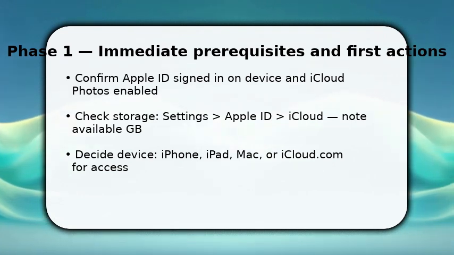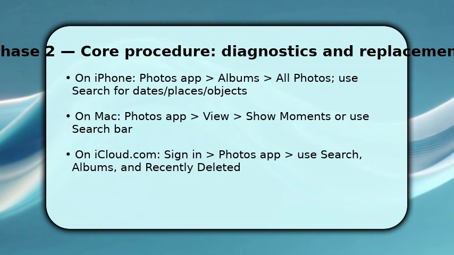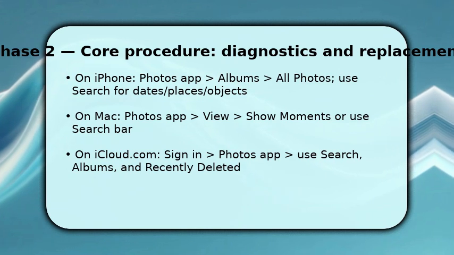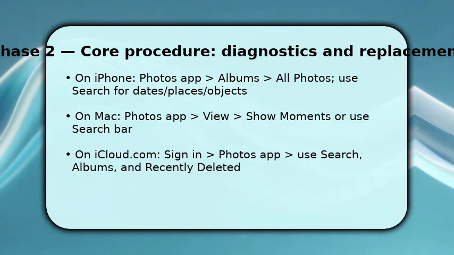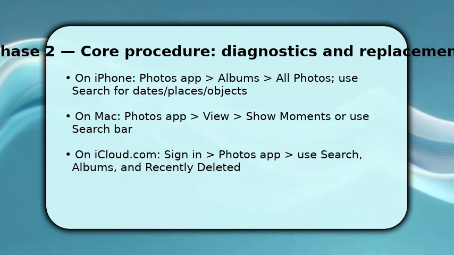Open the Photos app or iCloud and start with the search field. You can type dates, place names, or keywords like beach. It's fast because Photos tags items automatically. Use albums to narrow down people, places, screenshots, or selfies. These are curated to save time.